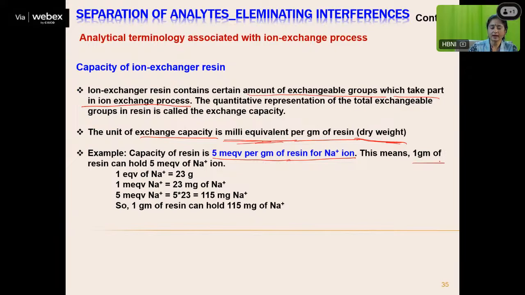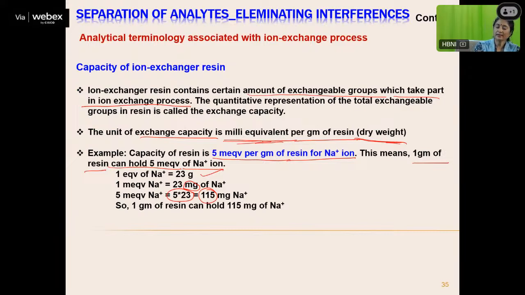This means 1 gram of dry resin can hold 5 milli-equivalent of sodium plus ions. So what does 5 milli-equivalent mean? You know that the equivalent weight of sodium is 23 gram, so a milli-equivalent is nothing but 23 milligram. So 5 milli-equivalent is 5 into 23, that is 115 milligram of sodium.